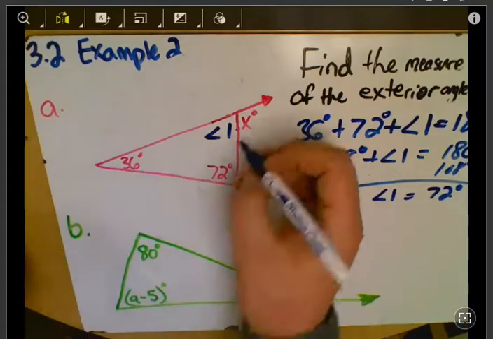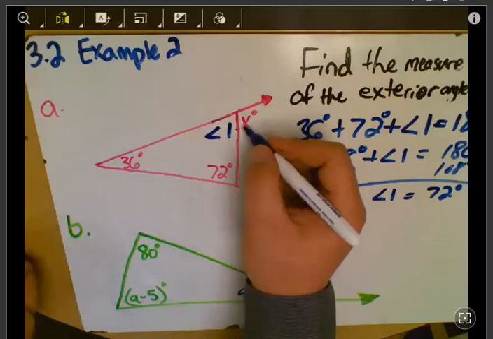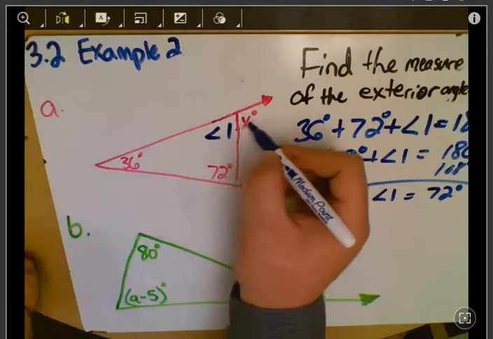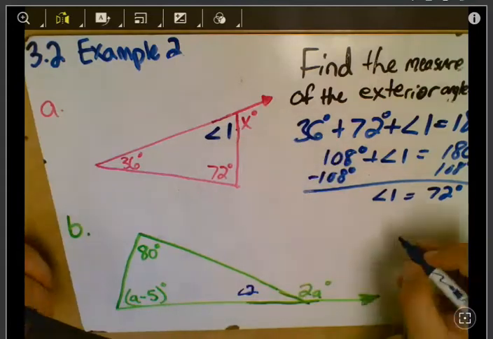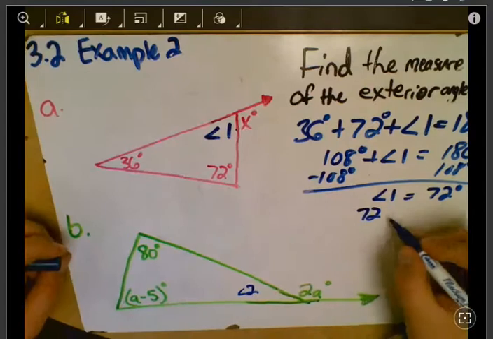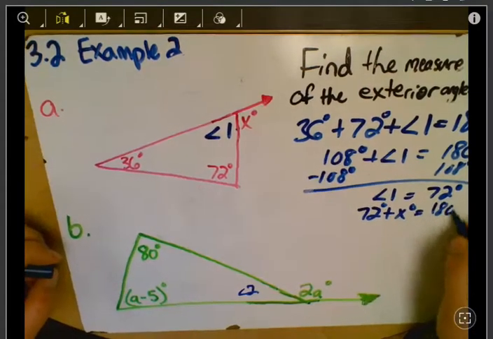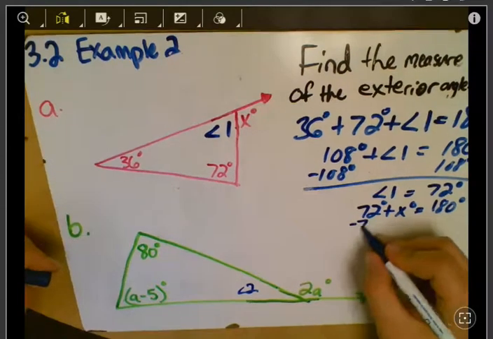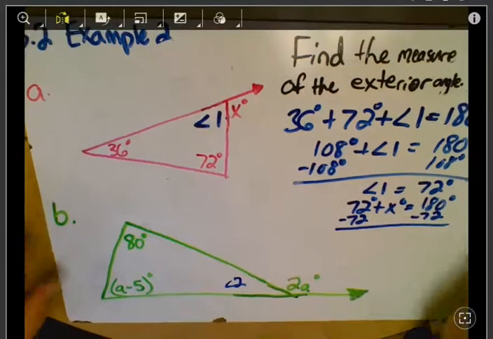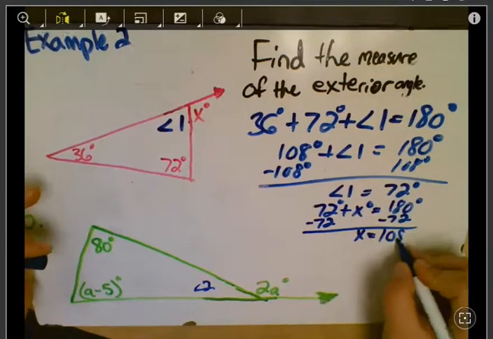And we know that these two angles cut by this line on this straight line will give us 180 degrees because they're supplementary to each other on the straight line. Angle 1 is 72, so we know that 72 plus x degrees equals 180 degrees. Subtract 72 from both sides, and we get x equals 108 degrees.